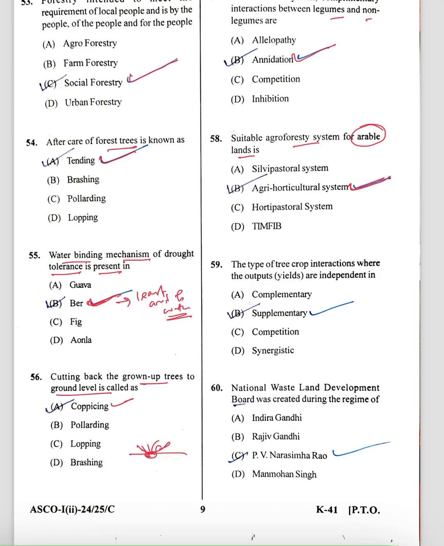The type of tree crop interaction where output or yields are independent, they are not dependent upon others, so this is called a supplementary interaction. The National Wasteland Development Board was created during the time period of P.V. Narasimha Rao.